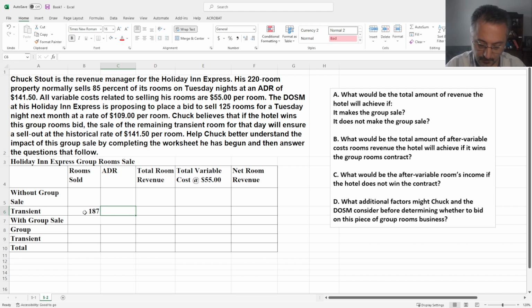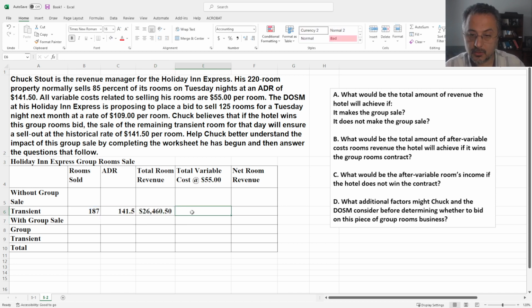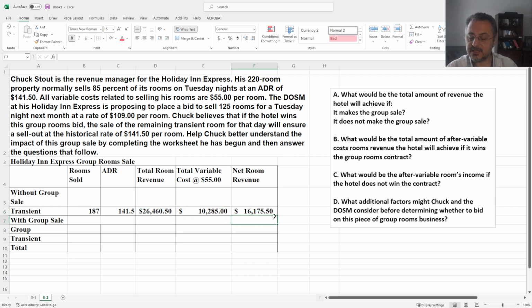And how much is the ADR? $141.50. That's, once again, average. So total room revenue is going to be this number times this, which is $26,460. Total variable cost is going to be how many rooms sold times 55. And net room revenue is going to be total room revenue minus variable cost. So that is $16,175.50, the net room revenue without the group sale.